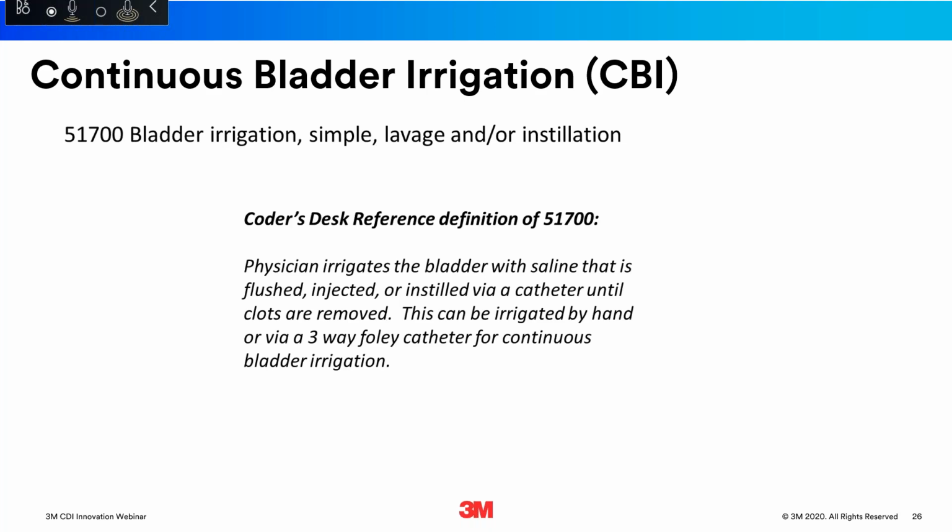And this particular procedure reimbursement is $231.42 for the 51700. If you report just the catheter, which sometimes happens, 51702, that reimbursement is $106.48. So you're looking at about a $120 difference here.